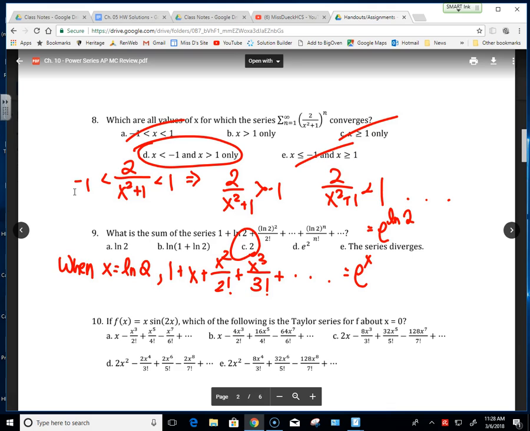Yeah, I guess if you plugged in, you got a false statement. If it was equal to or greater than 1, then you would say the series diverges. So if you got ln of 2 over n plus 1, the limit is 0, because n plus 1, n beats ln.